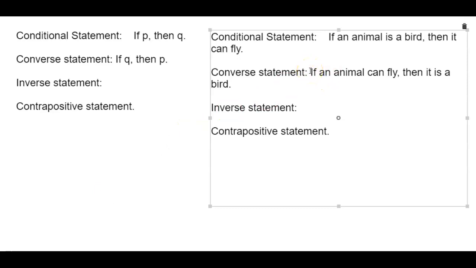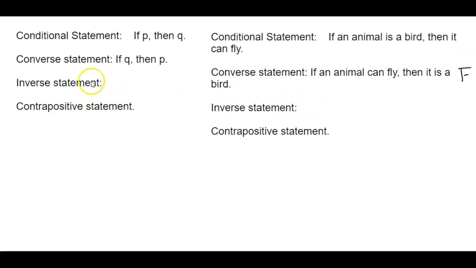We just couldn't write if it can fly, then an animal is a bird, because we need the animal part first to say this is what we're talking about before we can use the word it. So this statement is a false statement. If an animal can fly, then it is a bird. Well, insects are classified as animals. I had to look that up because I wasn't sure, but they are classified as an animal, and we have many insects that can fly. So this statement is false. Our counterexample is insects can fly, so this is not true.